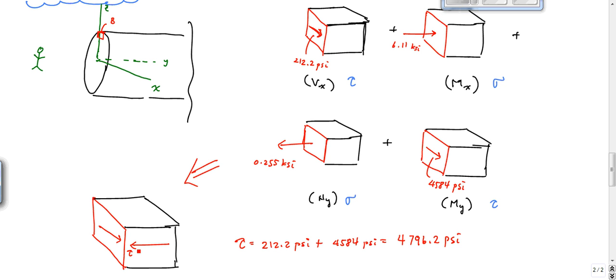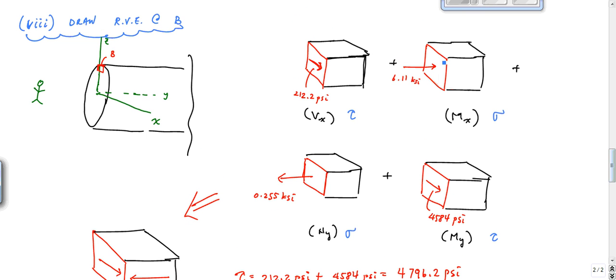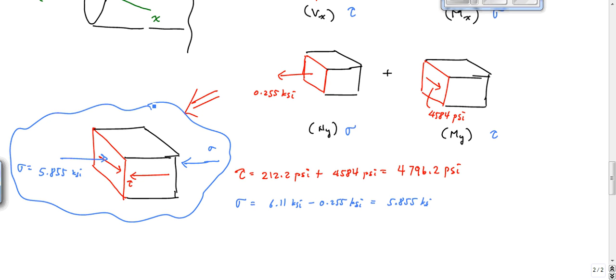That's my tau here. And my normal stress, sigma, which I'll do in, how about blue? Sigma is 6.11 KSI minus 0.255 KSI, which is 5.855 KSI. And that is causing compression because this is my dominant arrow here. So this right here is 5.855 KSI sigma, and I have the equal and opposite right here. And this is my state of stress at point B.